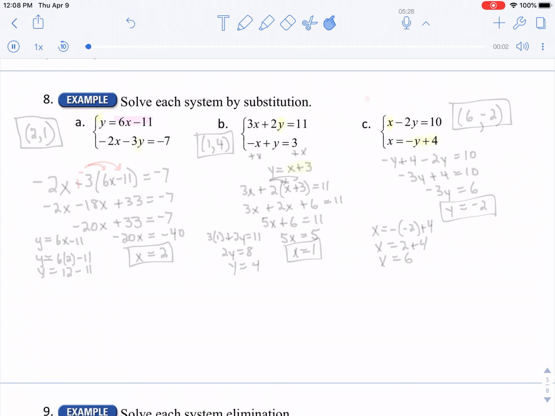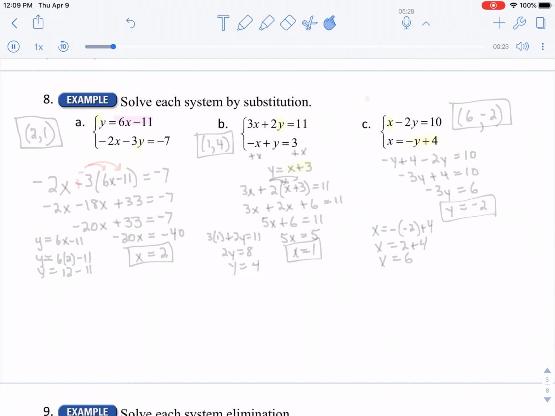This is section 6.1, problem number 8, solve a system using substitution. So again, remember there are 3 ways to solve systems. One is by graphing, which is hard, not very accurate, so not a good method. The second is by substitution. So that's what we're going to look at in this problem.